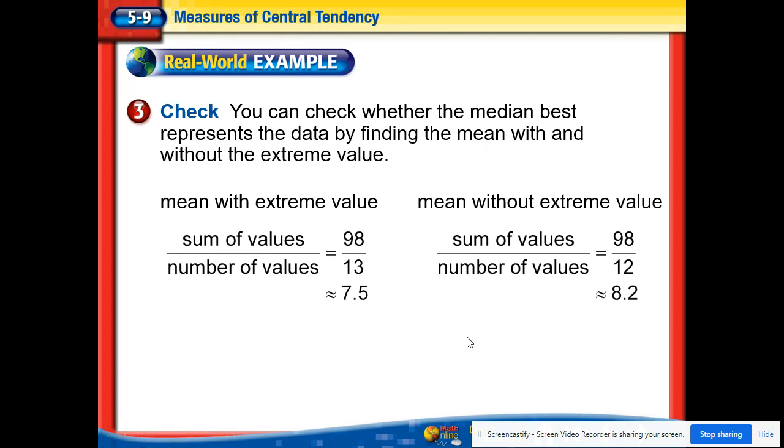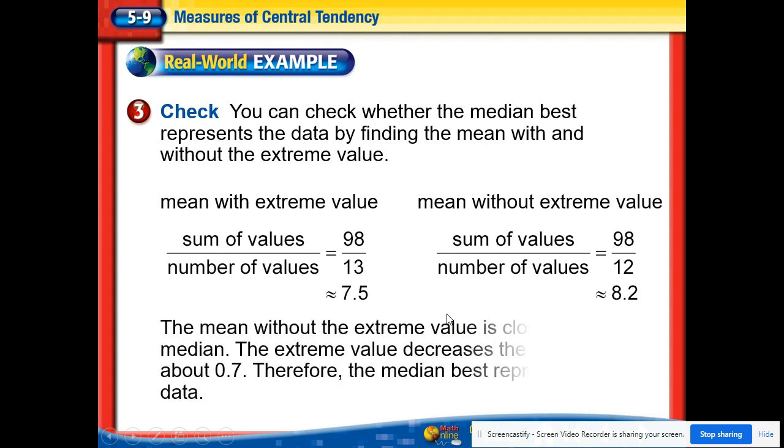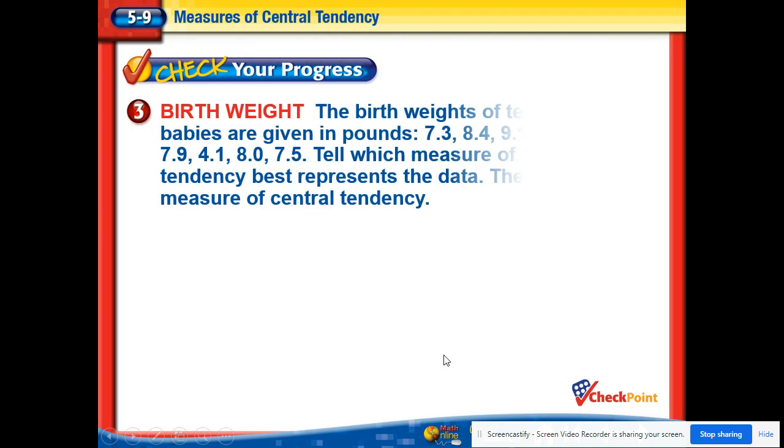So when we have those big numbers, small or big, that are way off the rest of our data points, we don't want to use our mean. We want to just use our median or sometimes our mode. And that's why the median was the better representation.